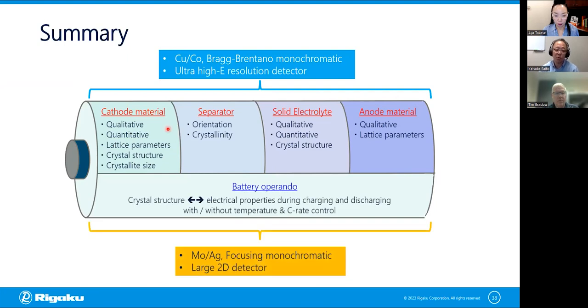Today specifically, we learned about battery operando XRD. We found you can correlate crystal structure and electrical properties during charging and discharging, with and without temperature control and C-rate control. For this application, we would highly recommend using high energy X-rays, either molybdenum or silver, to transmit through your structure, combined with a focusing monochromatic beam. If you don't remember this, please watch the previous webinar. And potentially combine with a large 2D detector to accelerate the operando measurement, especially the C-rate measurement.